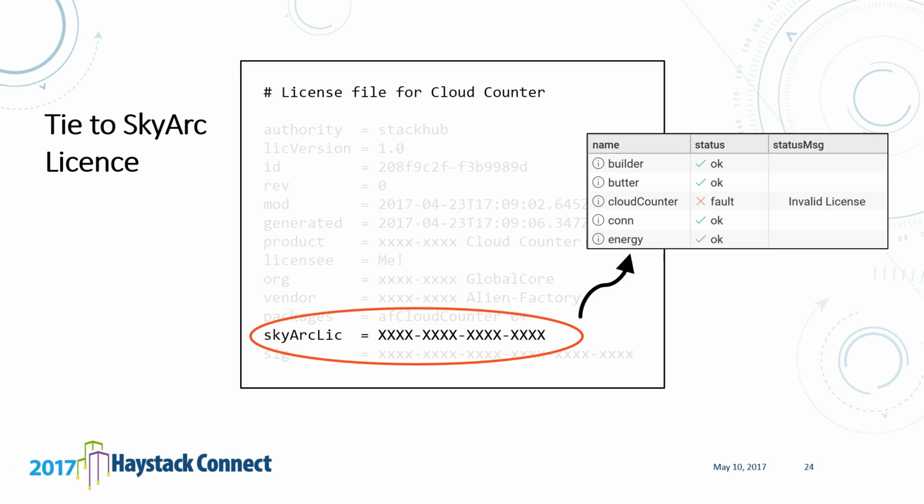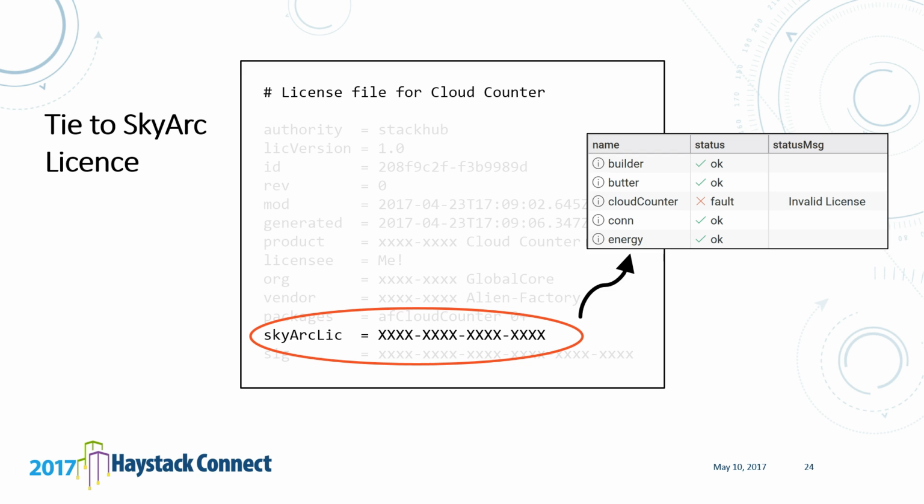So when SkySpark starts up, it checks this license ID against its own license number. And if they are different in any way, again, it disables the Cloud Counter. This process then ties the license to a specific SkySpark installation.